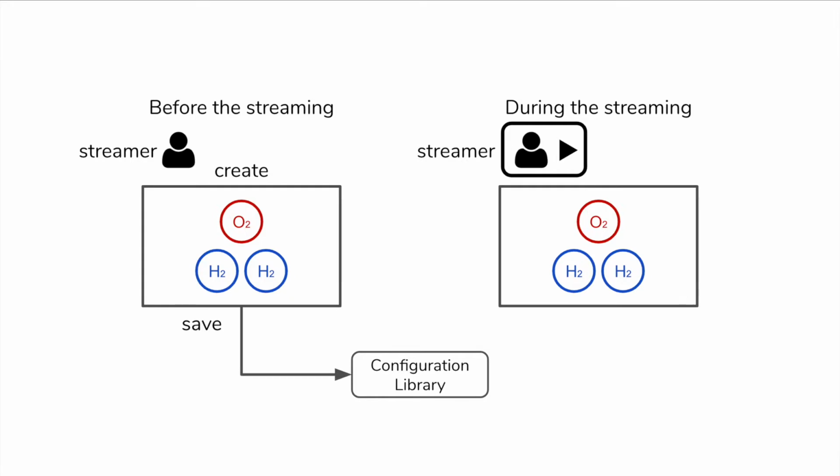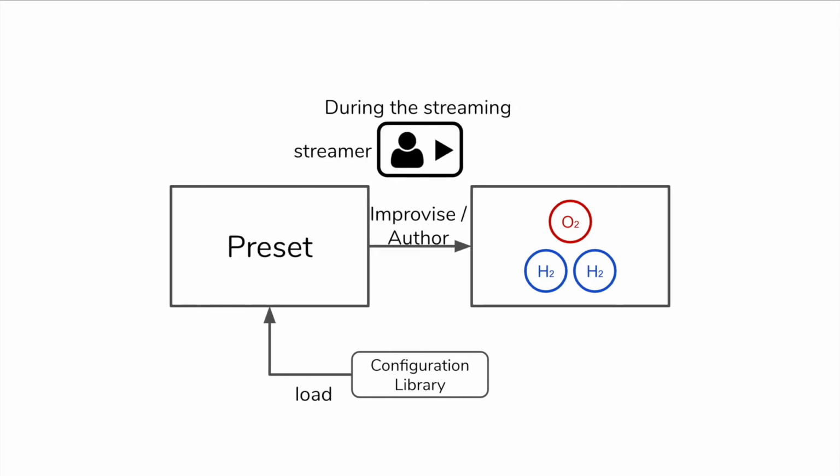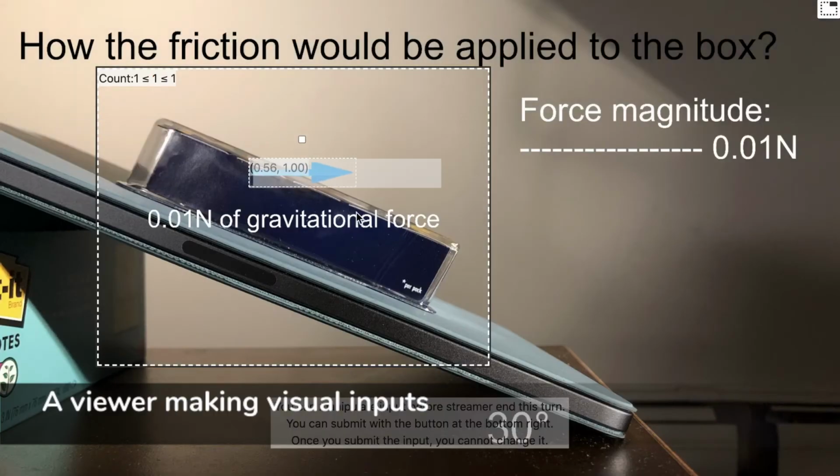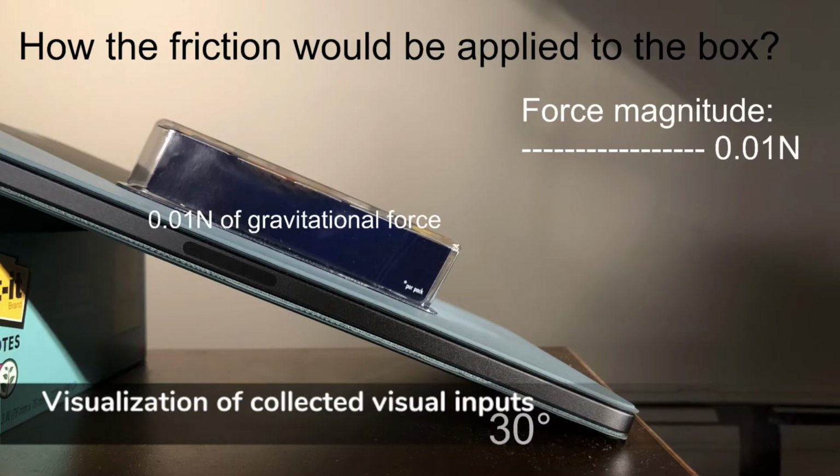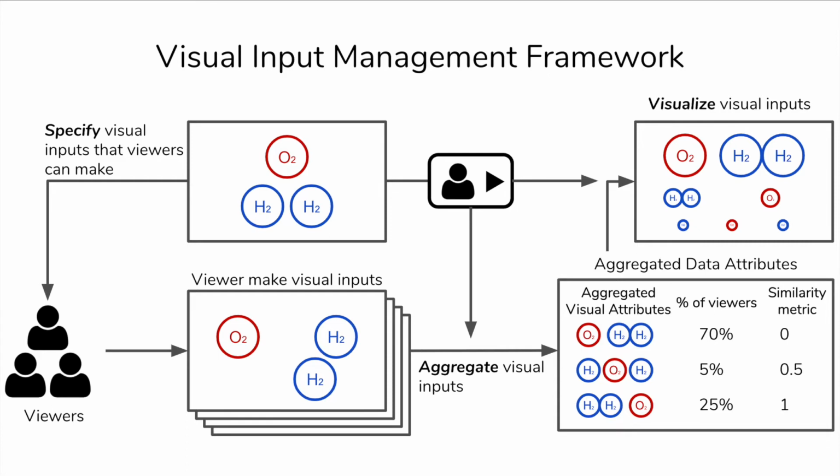The streamer can create this interaction before the lecture, and use the stored interaction template during the lecture. Or, they can also improvise this interaction during the lecture, starting from one of the presets provided by VisPol. Another example is physics, where the streamer asks viewers to place an arrow indicating force on the real video. Viewer inputs would be aggregated and visualized in a sensible way, with the width of the arrow indicating the number of people. Our framework, and VisPol, enable these by allowing streamers to specify, aggregate, and visualize viewer visual inputs.